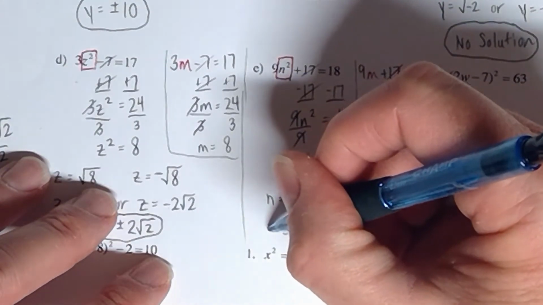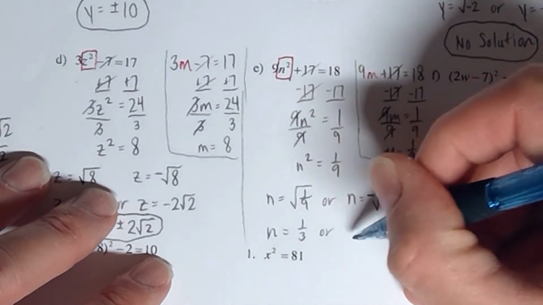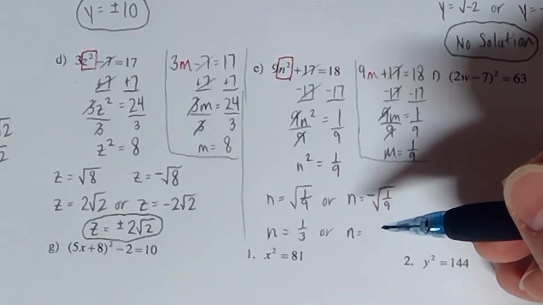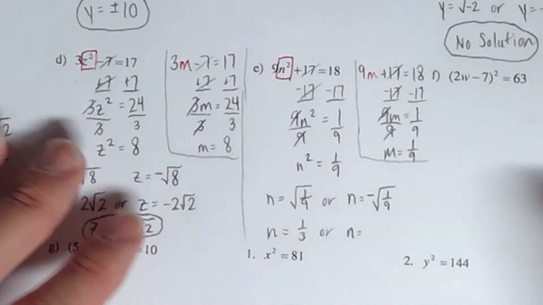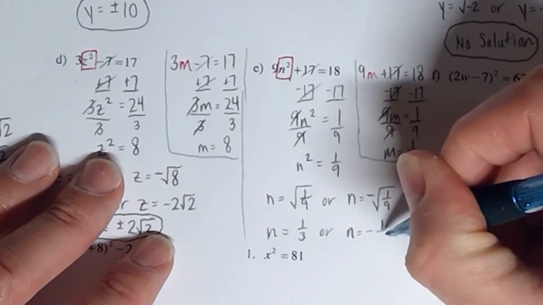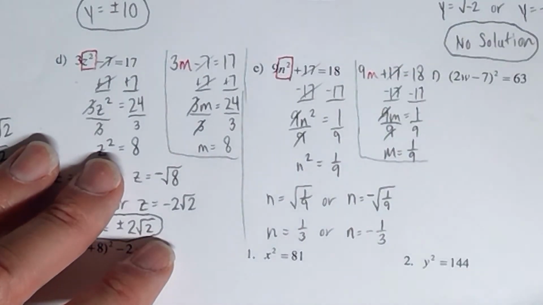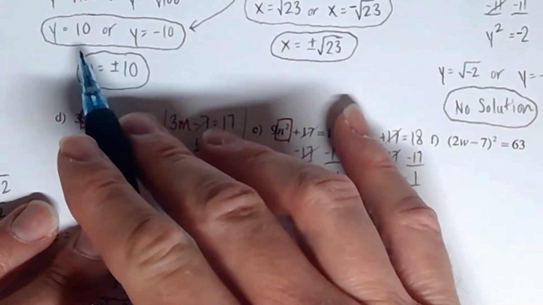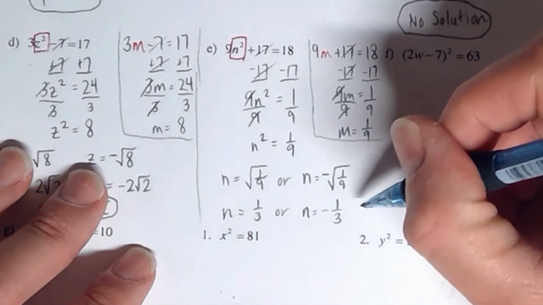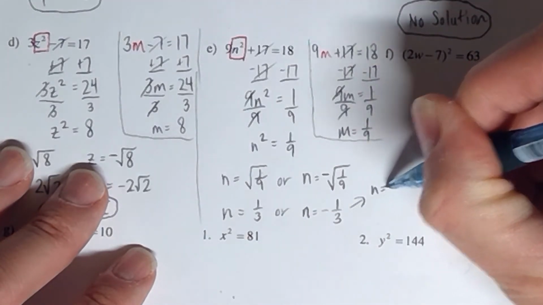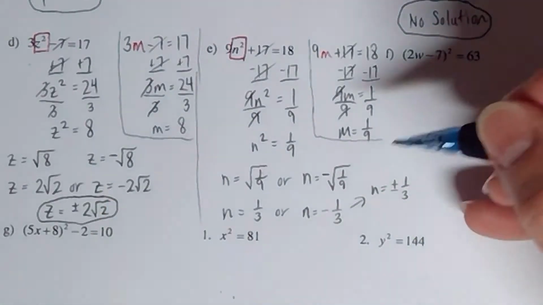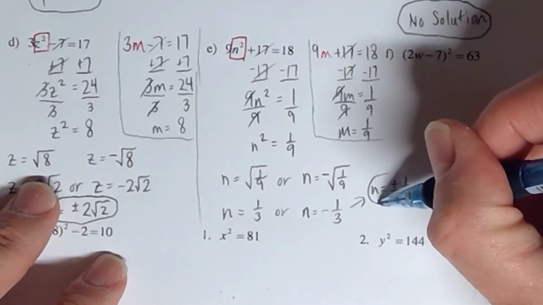So if both the top and bottom of the inside of the radical are a perfect square, then you can figure out the square root. You don't need to break it up into two radicals and all that other stuff. So we get what here? We get 1/3 and negative 1/3, just like we got 10 and negative 10 on this one when we figured out the square roots. Final answer here then would be what? It would be n is equal to plus or minus 1/3, because the two answers are exactly the same except you have a positive and negative in front of the 1/3.